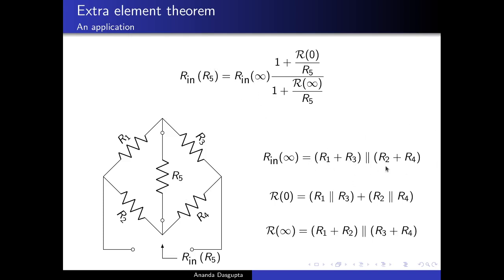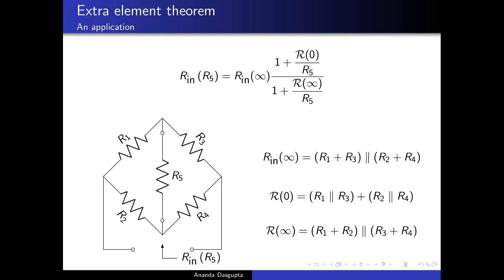I am not bothered to write down the whole expression here. It will just make it look unnecessarily complicated. But notice each of these three pieces which sit here are simple series parallel combinations. They are low entropy expressions. Their limiting cases are easy to figure out.